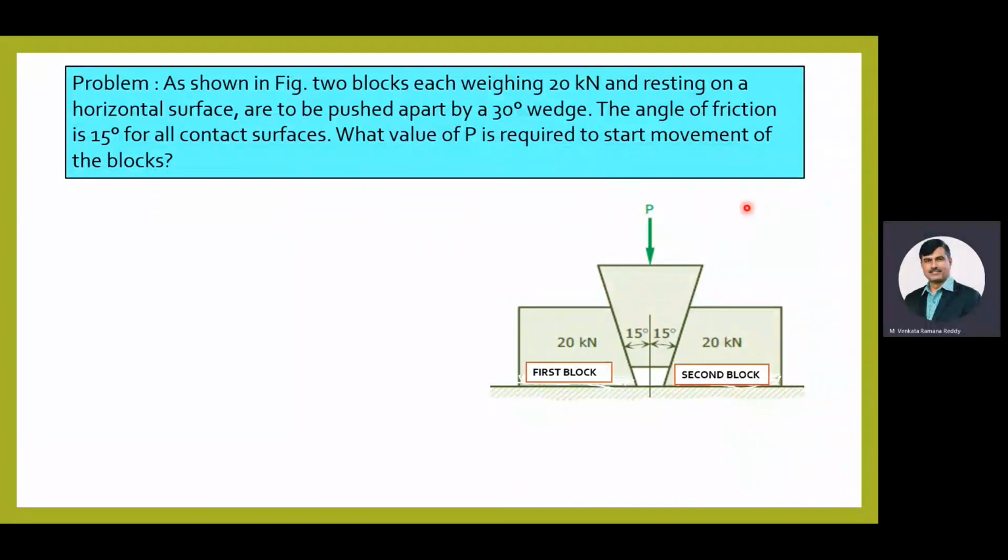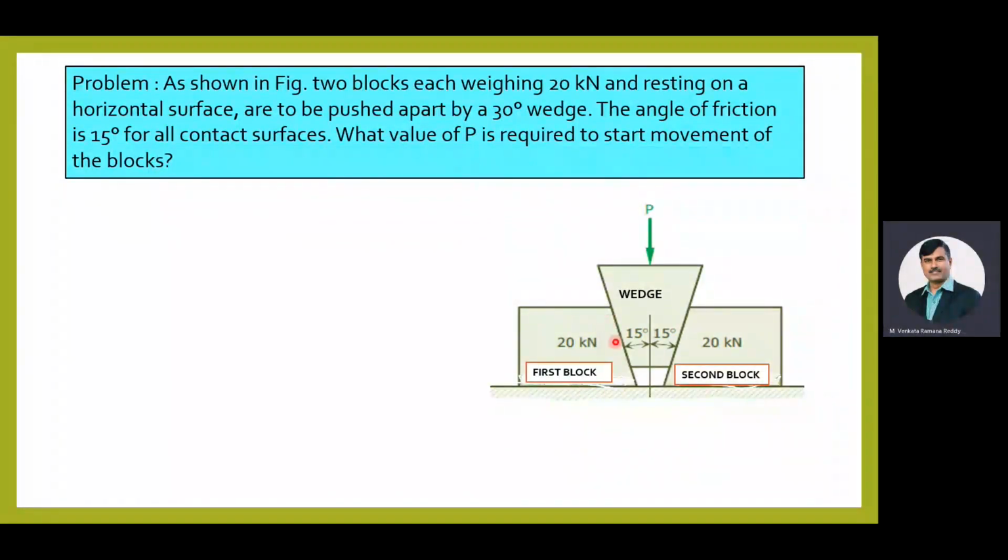The given problem is, as shown in the figure, two blocks each weighing 20 kilonewton and resting on a horizontal surface are to be pushed apart by a 30 degrees wedge. The angle of friction is 15 degrees for all contact surfaces. What value of P is required to start movement of the blocks?